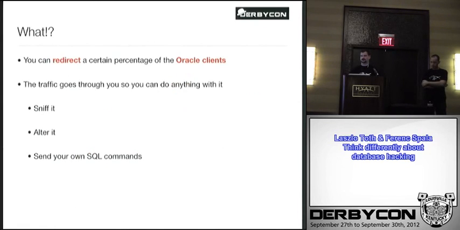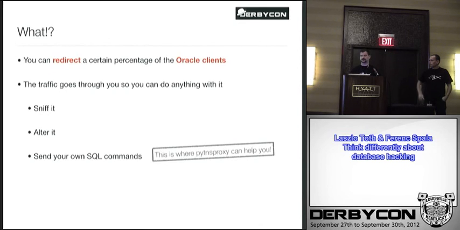Okay, as I already mentioned, you can redirect a certain percentage of the Oracle clients. The traffic goes through you, so you can do anything with it: sniff it, alter it, or send your own SQL commands. But how? And this is where PyTNS proxy can help you.